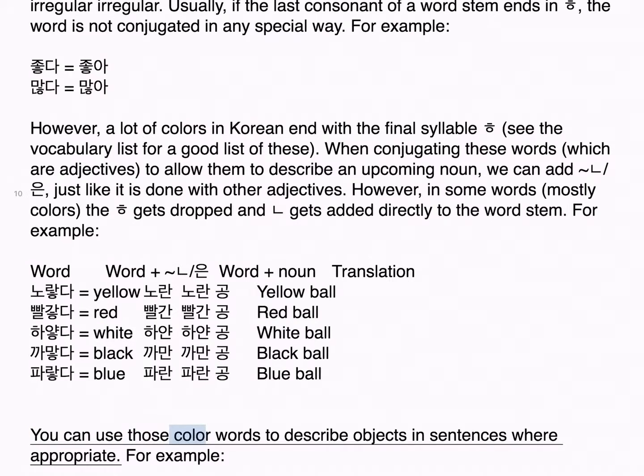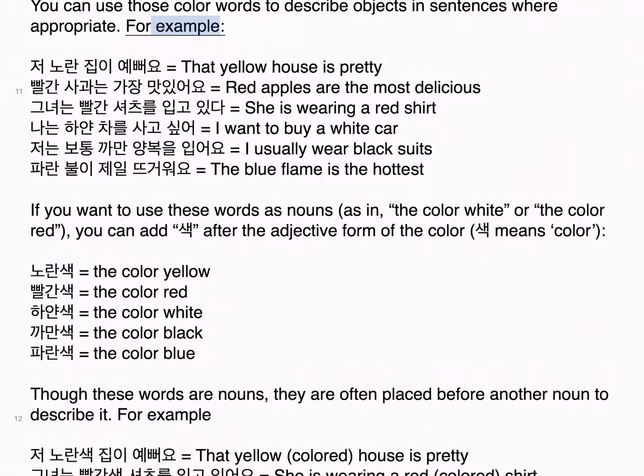You can use those color words to describe objects in sentences where appropriate. For example, 저 노란 집이 예뻐요. That yellow house is pretty. 빨간 사과는 가장 맛있어요. Red apples are the most delicious. 그녀는 빨간 셔츠를 입고 있다. She is wearing a red shirt. 나는 하얀 차를 사고 싶어. I want to buy a white car. 저는 보통 까만 양복을 입어요. I usually wear black suits. 파란 불이 제일 뜨거워요. The blue flame is the hottest.